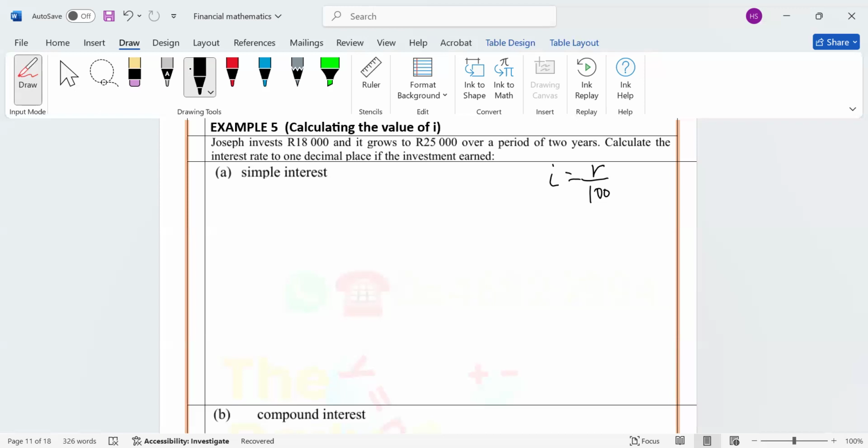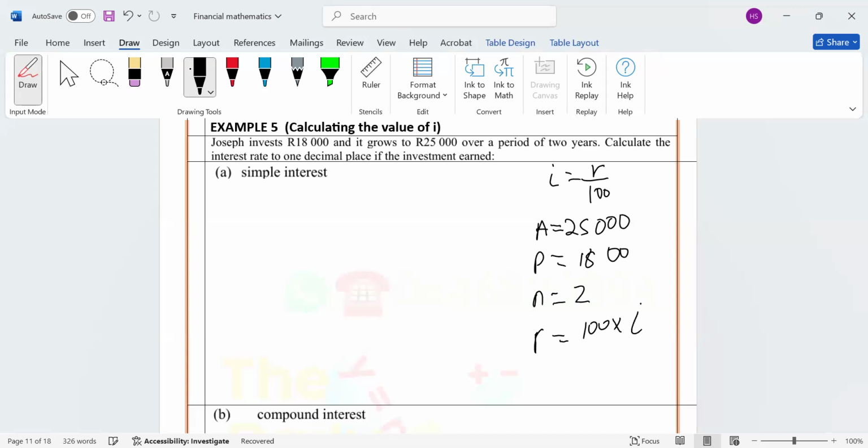We have our A, which is the accumulated amount. What is our accumulated amount? It's the big one, the bigger amount, 25,000. What is the principal amount? 18,000. We have N. What is our N? 2 years. What are we looking for? We're looking for R. What is R? R is equal to 100 multiplied by I.